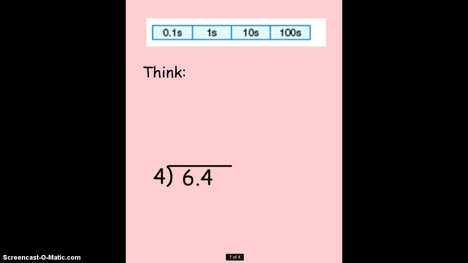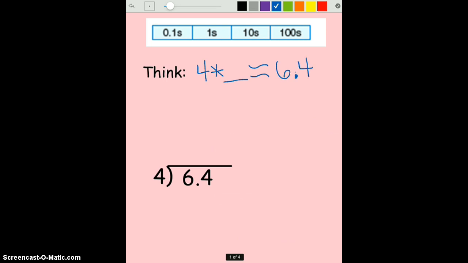Alrighty, here's problem number 4. So I want you to start by making your estimate. So what are you going to write down? Think multiplication, push pause, write down what you're thinking, and circle your estimate. All right, 4 times what gets me close to 6 and 4 tenths? And you probably said 1, or maybe you said 4 times 2. So we know we should be somewhere between 1 and 2. We're going to be here in the ones place.